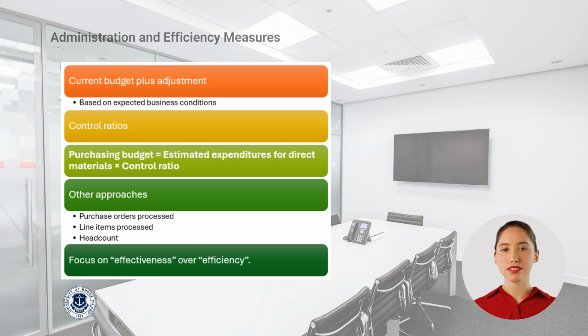However, it is important to remember that supply management should not focus solely on efficiency. Increasingly, organizations emphasize effectiveness over efficiency. While efficiency looks at how quickly or cheaply activities are performed, effectiveness focuses on whether the purchasing function is actually supporting organizational goals such as securing reliable suppliers, managing risk, and contributing to long-term value creation.